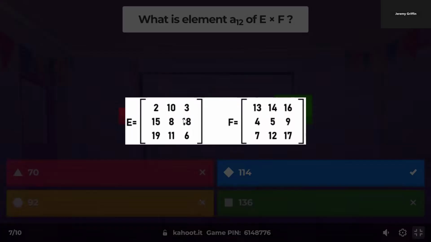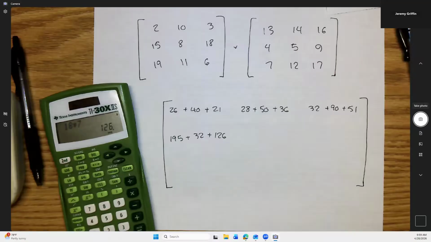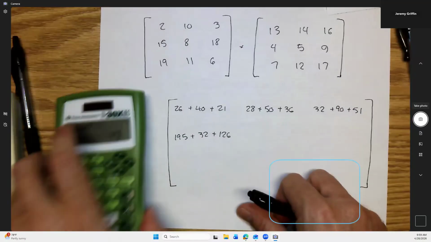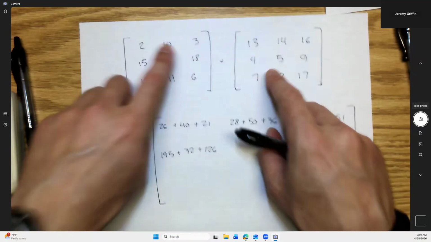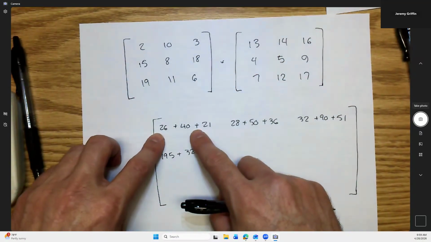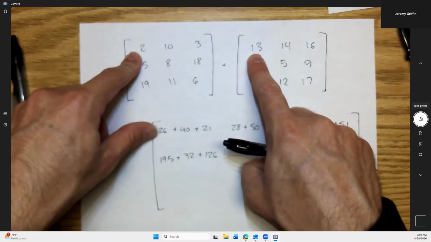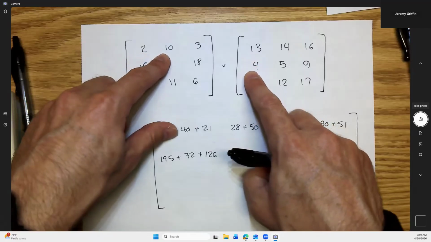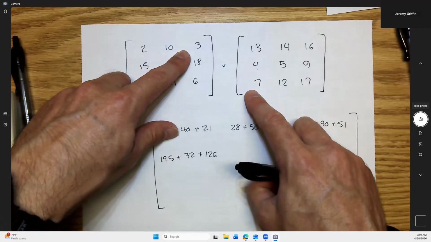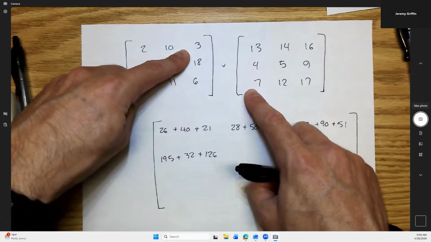So E cross F, multiply. Okay, so I got the setup. So we've always been going across the row in the first matrix and down the column in the second matrix. So if I want this first element, I could do 2 times 13, that's the 26, plus 10 times 4, there's my 40, plus 3 times 7, there's the 21. You see where that one comes from?